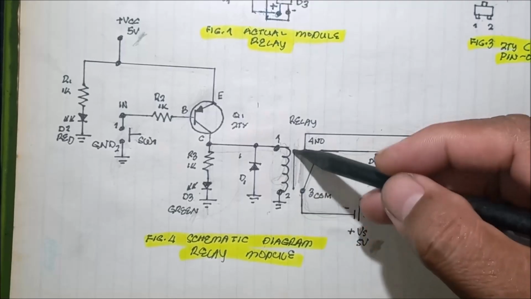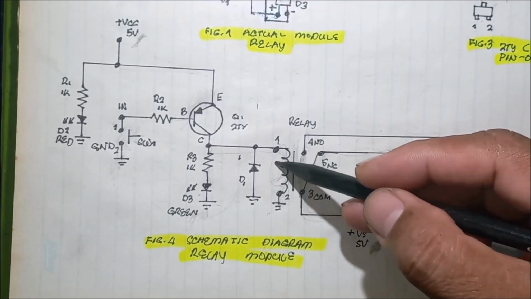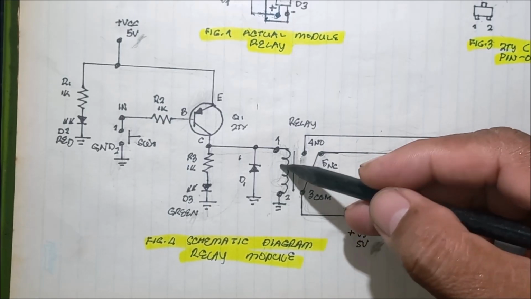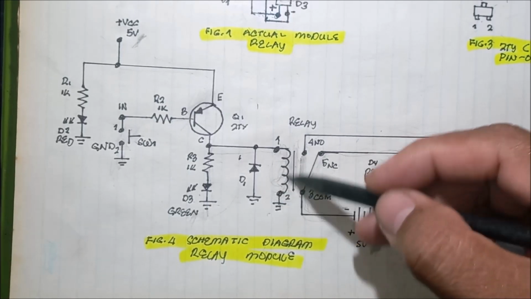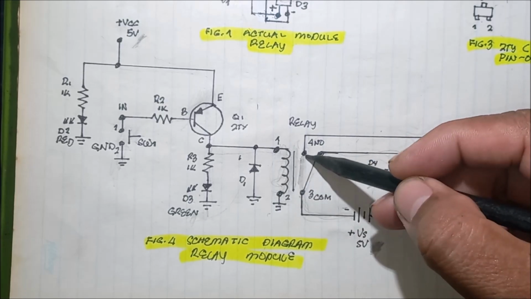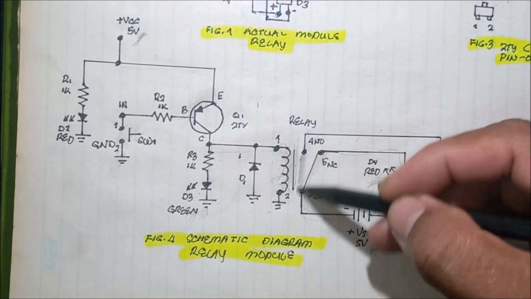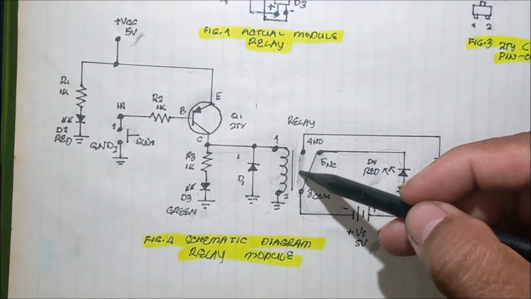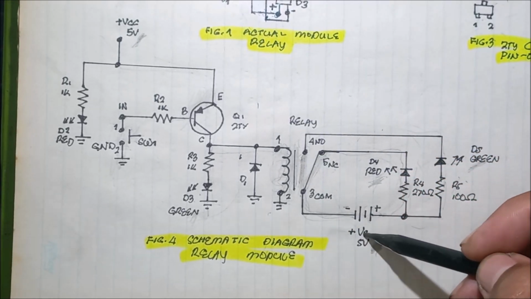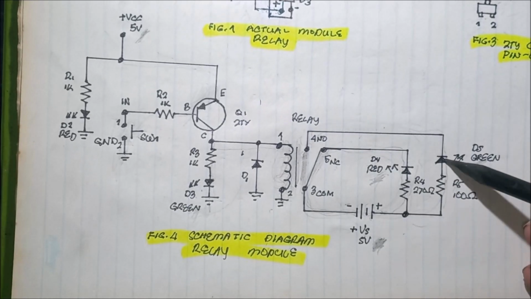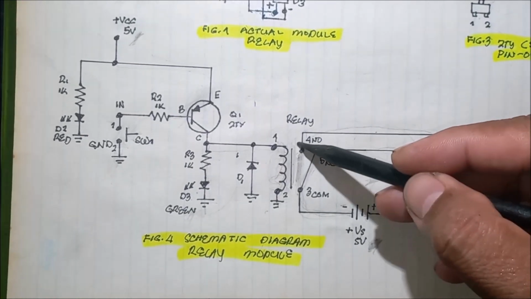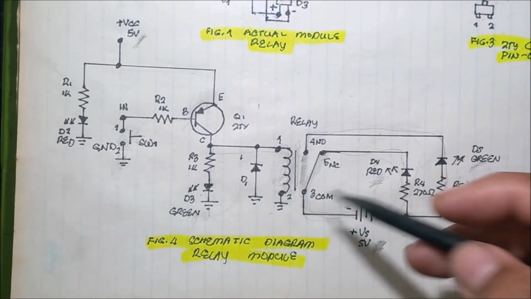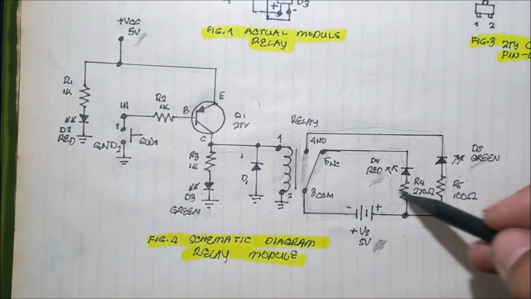There is no electrical connection, just the magnet. When the current is passing through the coil, it becomes magnetic through induction. So this contact now moves from number 5 to number 4. Now there is a complete circuit from this supply to the green LED and then back to the common, to the normally open common.